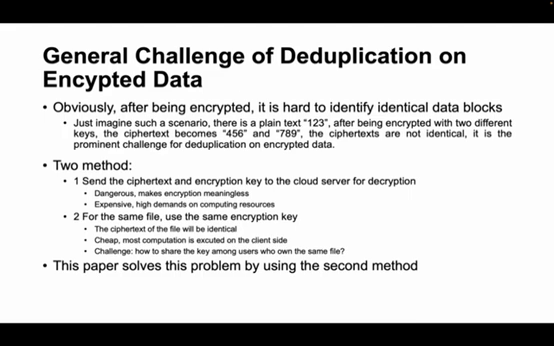The other one is to use the same encryption key to encrypt the same file, and hence the ciphertext will be the same, and makes it much easier for the server to perform data deduplication. Also, this method is cheaper as most computation is conducted on the client side, but there is a challenge waiting for us: how to share the encryption key among the clients who own the same file. This paper solves the challenge of deduplication by using the second method. Details will be given later.